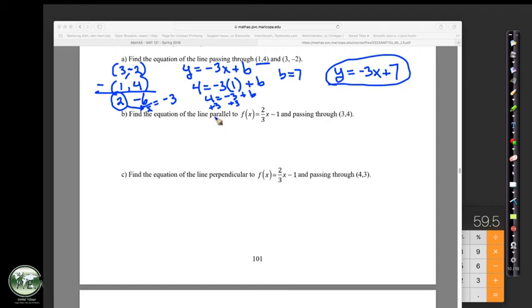Okay. 2 lines are parallel. What do we know about them? They have the same slope. Do they have to? If they didn't have the same slope, what would happen? They would cross someplace. So yes, they have to have the same slope.